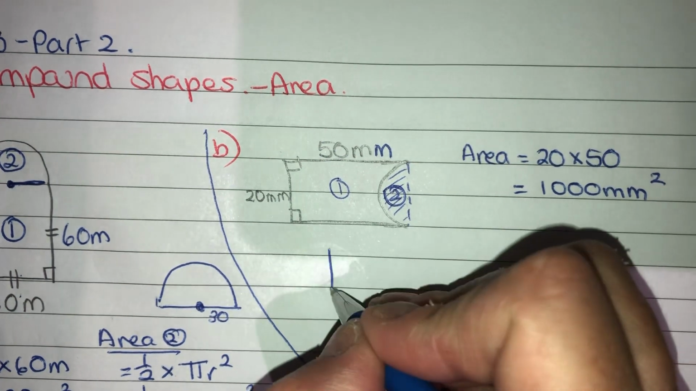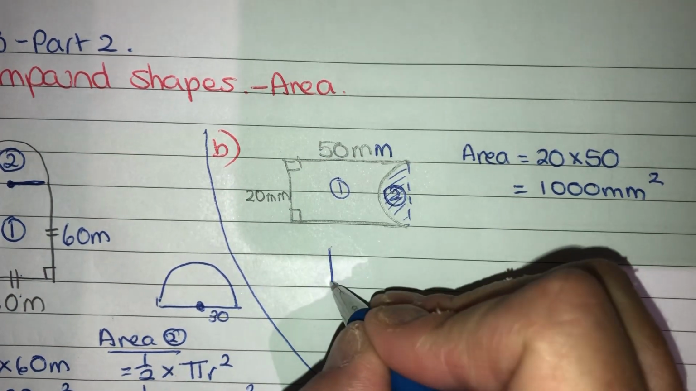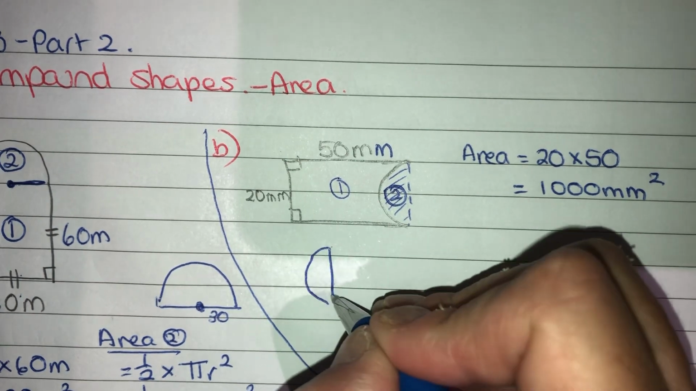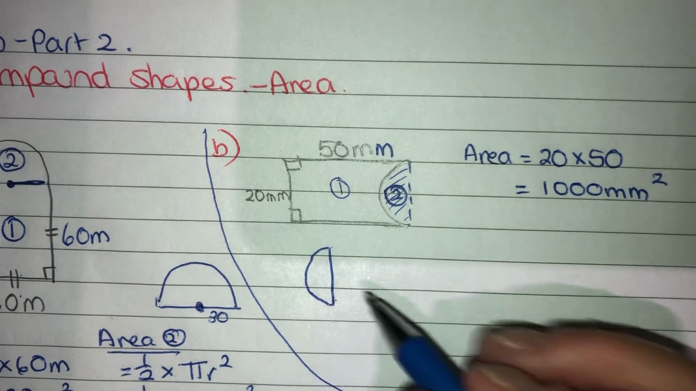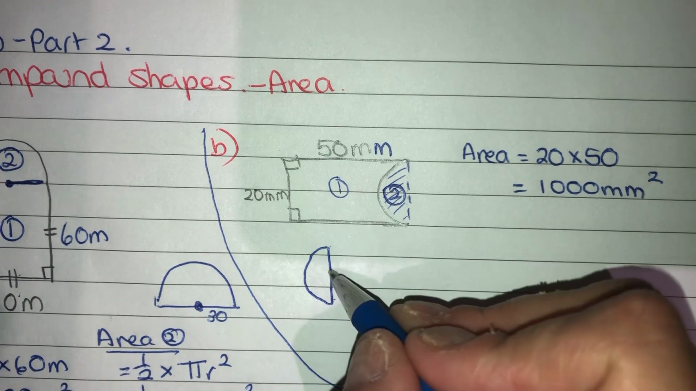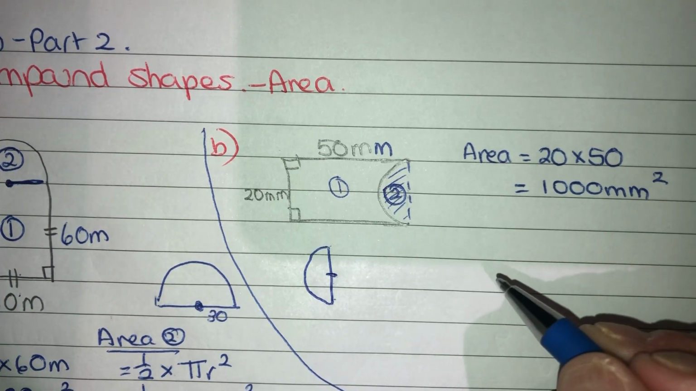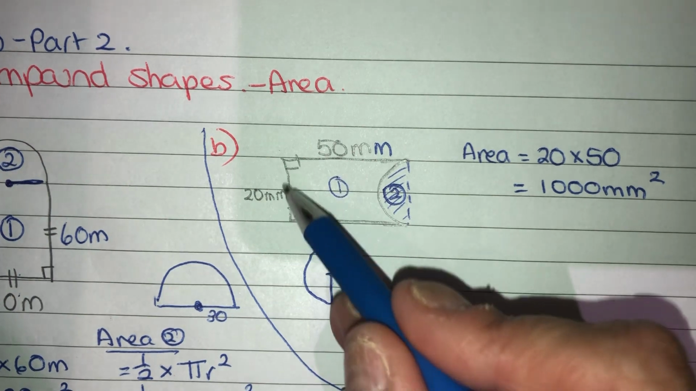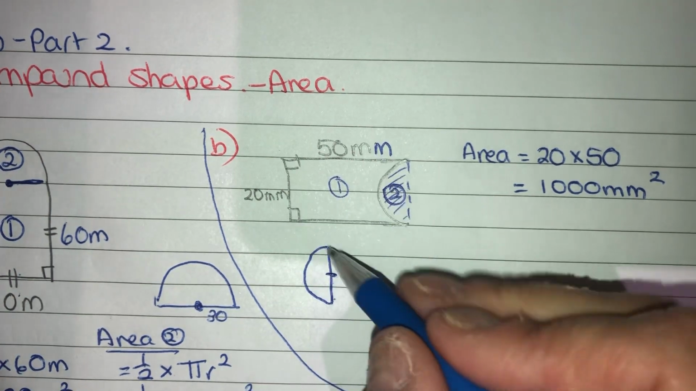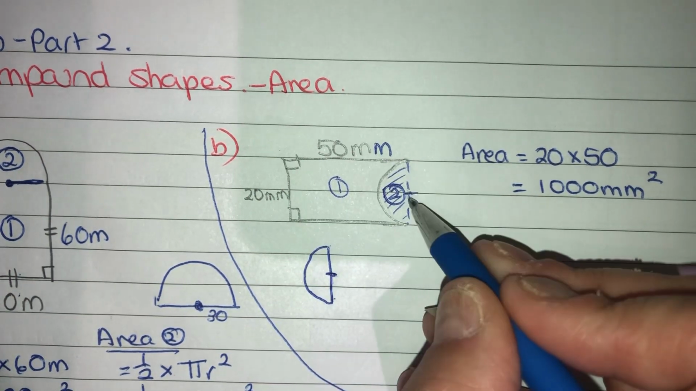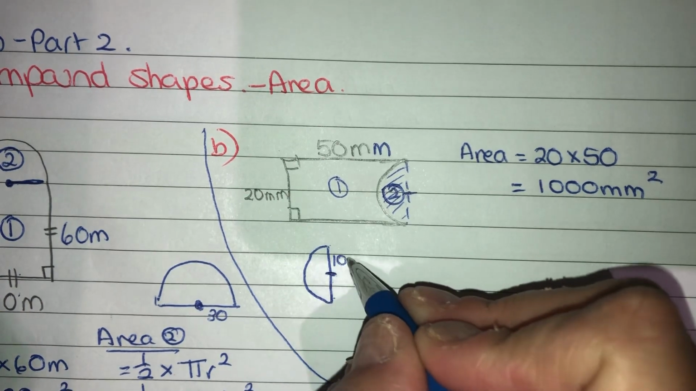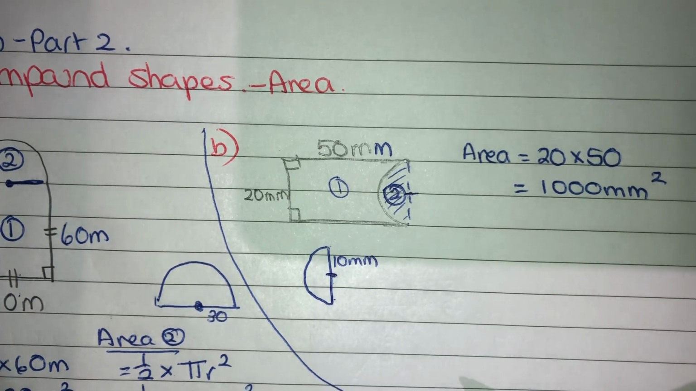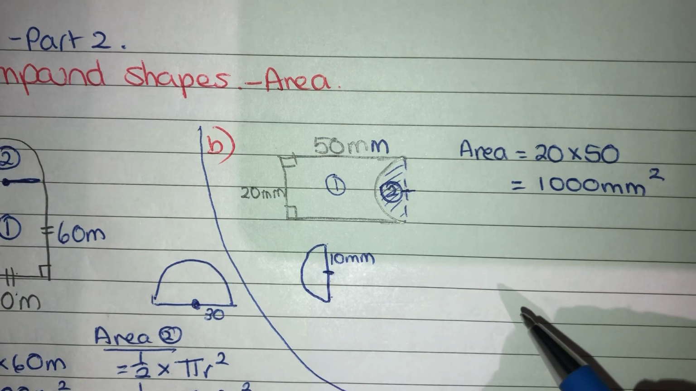So we have to work out what that is. And hopefully you've already cottoned on to the fact that it's, terribly drawn, half a circle. And, of course, for area, we need to know what the radius is. If this is 20 millimetres, then this here is going to be half of that. So we have half a circle with a radius of 10 millimetres.